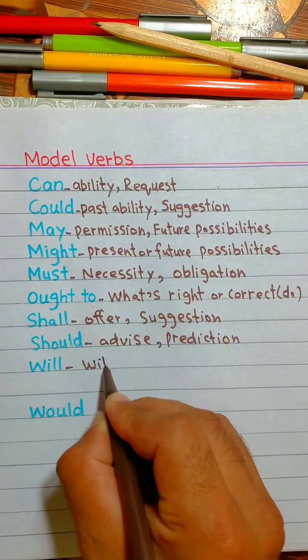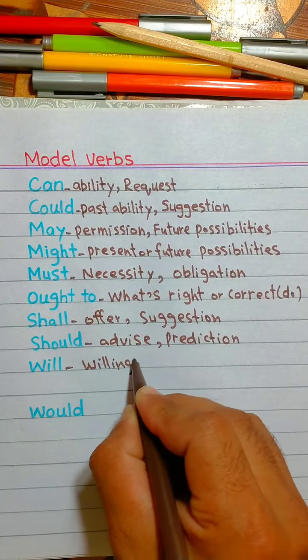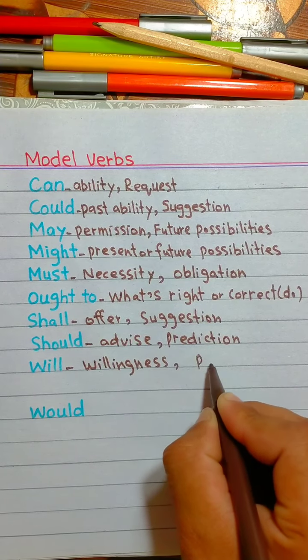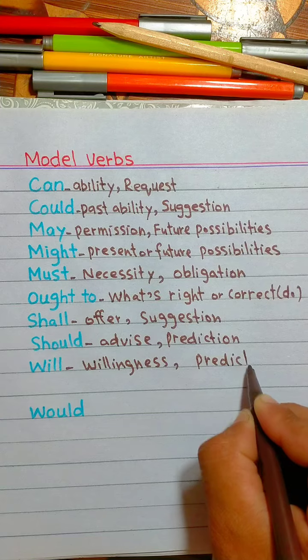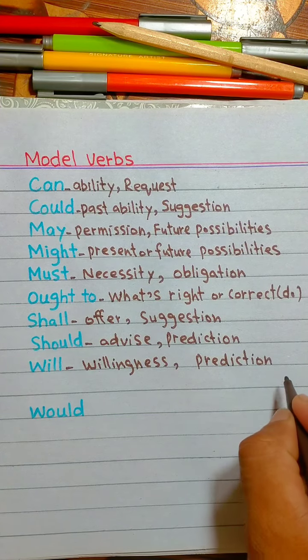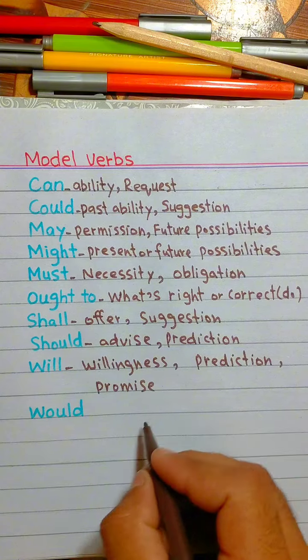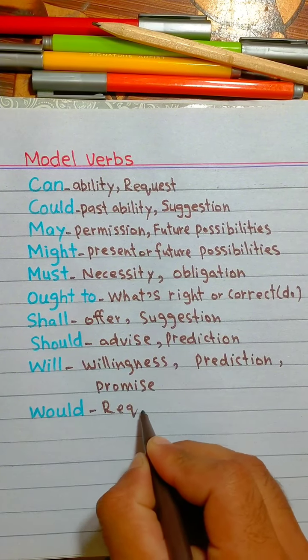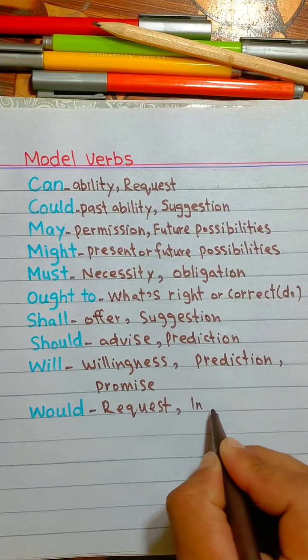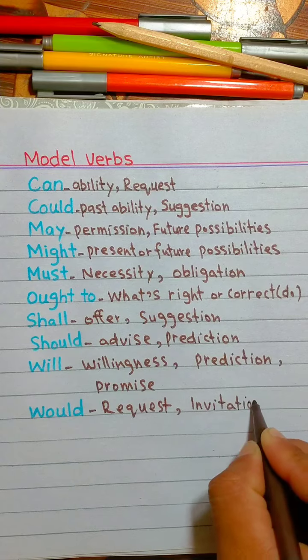Will is used for willingness or prediction or promise. And the last word, would, is for request or invitation.